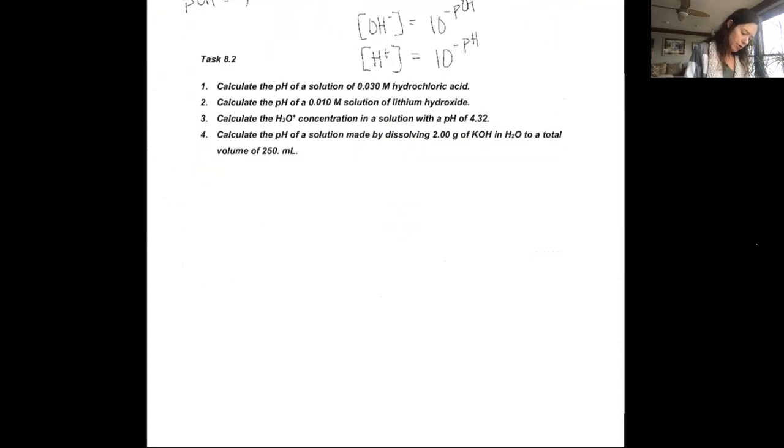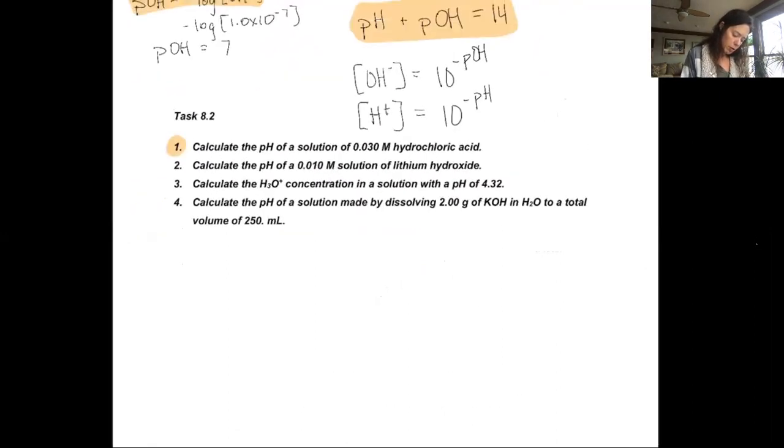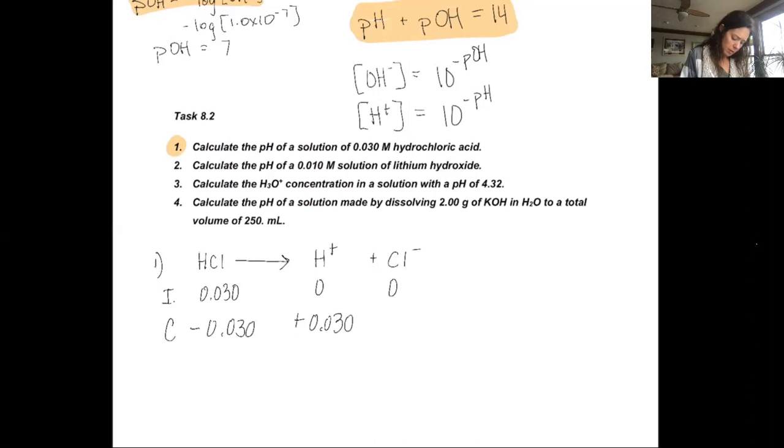Task 8.2 from your notes, number 1. Calculate the pH of a solution of 0.30 molar hydrochloric acid. Hydrochloric acid is a strong acid. Therefore, it dissociates completely. Initially, I have 0.30 molar and none of this. Change, I lose all of it. Now you don't need to write this out. I'm just trying to give you a visual of what's really happening here.